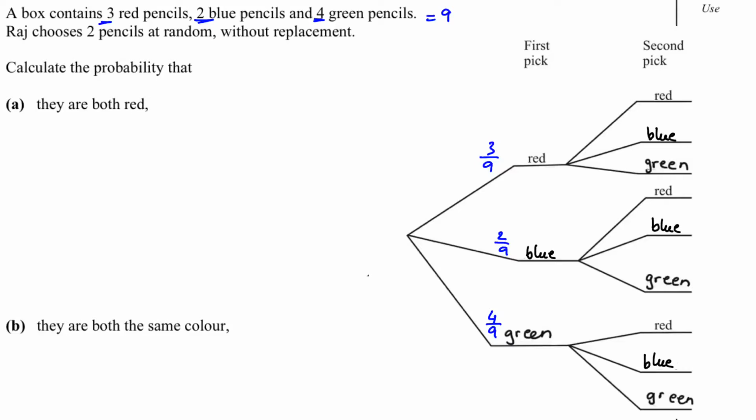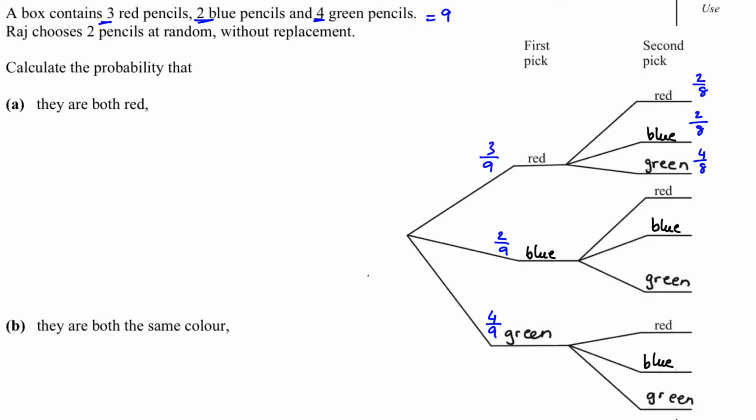He picks up one and then he picks up another pencil without replacement. So if he picks up a red, it means the number of red pencils are now going to be 2 because he has removed one. And the total number of pencils are going to be 8. That's what you need to do with everything here. So red is going to be 2 over 8. He did not pick up blue, he picked up red. So the number of blue pencils are still 2, but the total changed, it became over 8. And green is going to be 4 over 8.